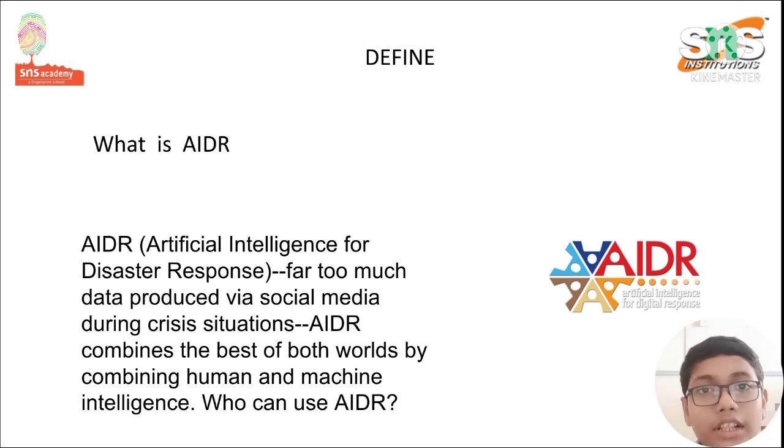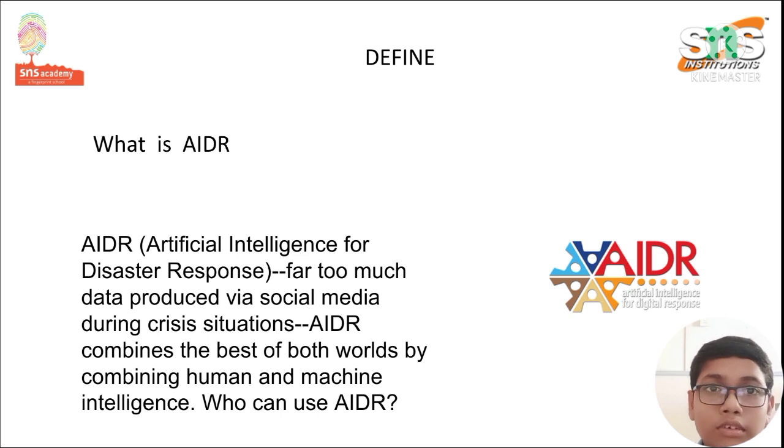Now let's see who can use AIDR. Persons who work in humanitarian or crisis response and are familiar with Twitter can use AIDR. The first thing they need to do is gather all the tweets from Twitter. Once the collection of tweets is over, they have to define each category and place all the tweets gathered from Twitter in each category as they want.